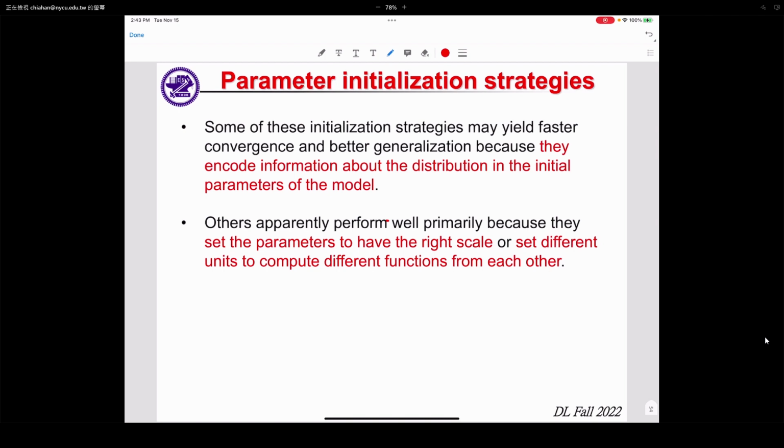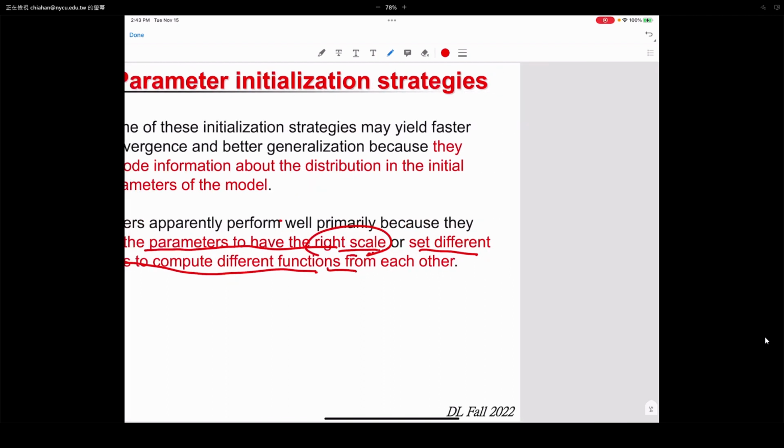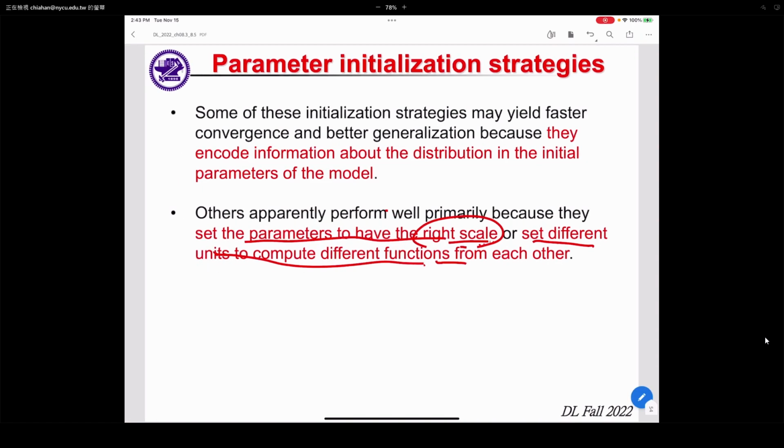So the overall idea is to set the parameters to have the right scale, and set different units to compute different functions. The basic idea is to make sure they compute different functions right at the beginning, and that they have the right scale so they won't saturate. So this is the initialization.